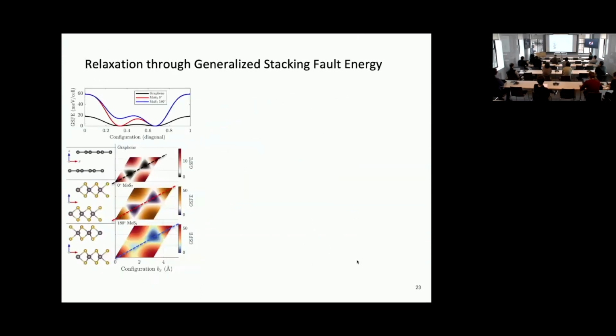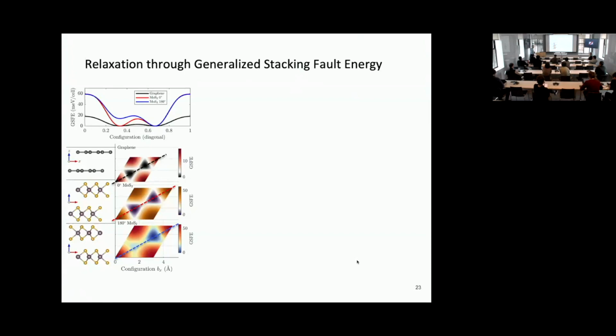Using this idea, here are a few pictures of the generalized stacking fault energy for graphene. Those are two planes of graphene, sliding them on top of each other for a primitive unit cell, just a 2-atom unit cell per layer. You don't have to go to large unit cells. So this is what generates these generalized stacking fault energies. The dark lines are cuts through this. So that's the cut through the graphene generalized stacking fault energy.